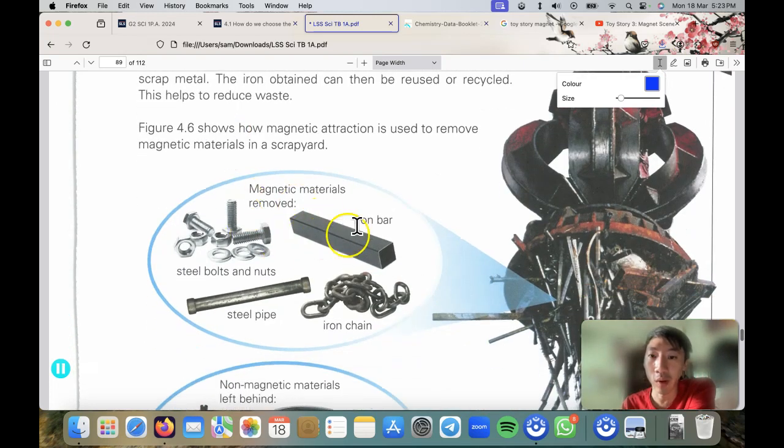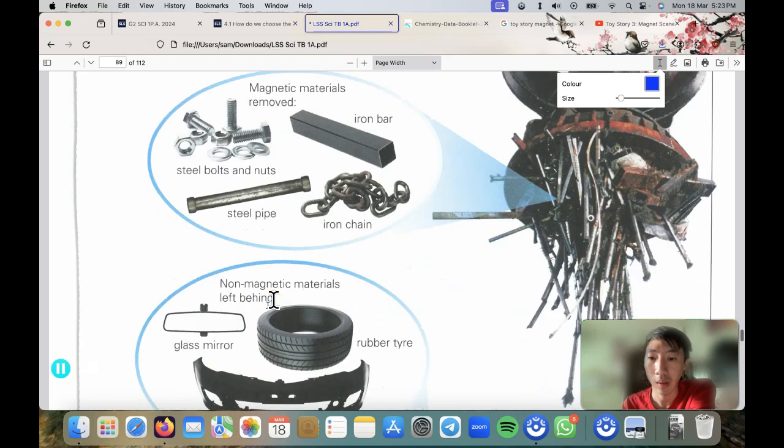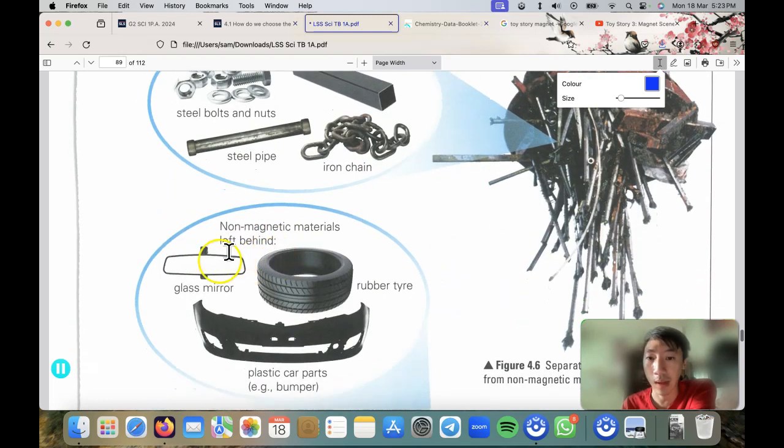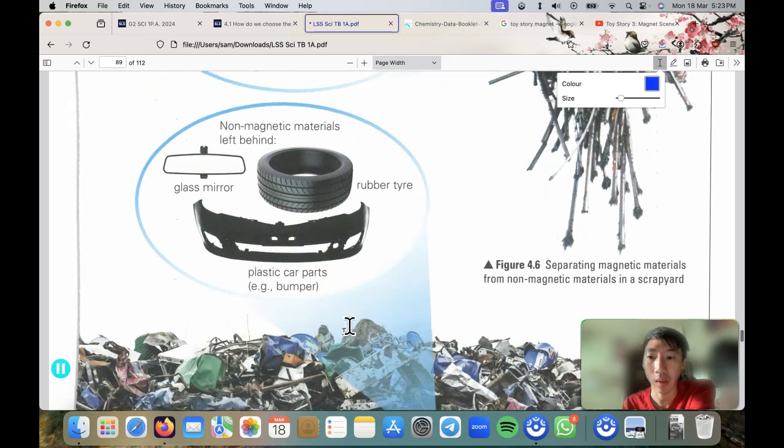What can we use it for? Iron bar, iron chain, steel. As we said, steel is an alloy of iron and carbon, and you can make steel bolts, etc. What can we use the non-magnetic materials that are left behind for? Things like glass, things like rubber. They can be converted back into tires or plastic parts of the car, and recycled.